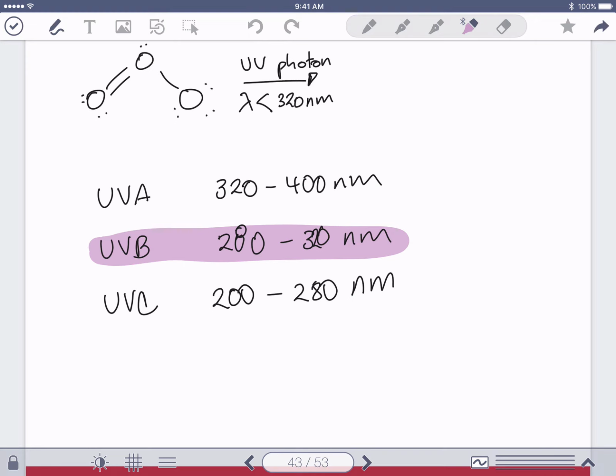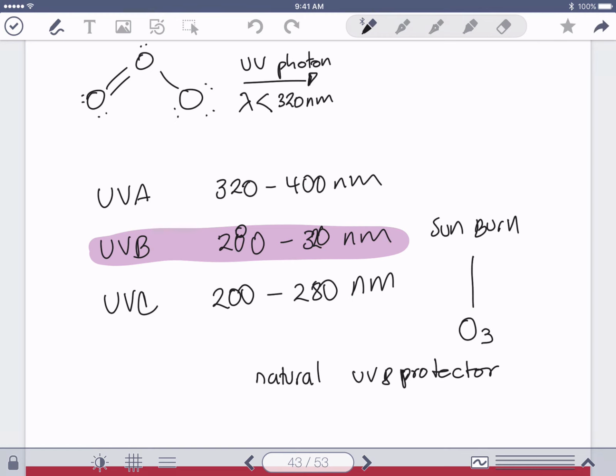Whatever is not absorbed passes through the atmosphere, and this UVB damages the outermost layer of the skin. This is the type of ray that causes sunburn. So ozone is a natural UVB protector, like a sunscreen for us. It absorbs most of this type of radiation. Imagine what our sun exposure would be like if ozone was not in the atmosphere.